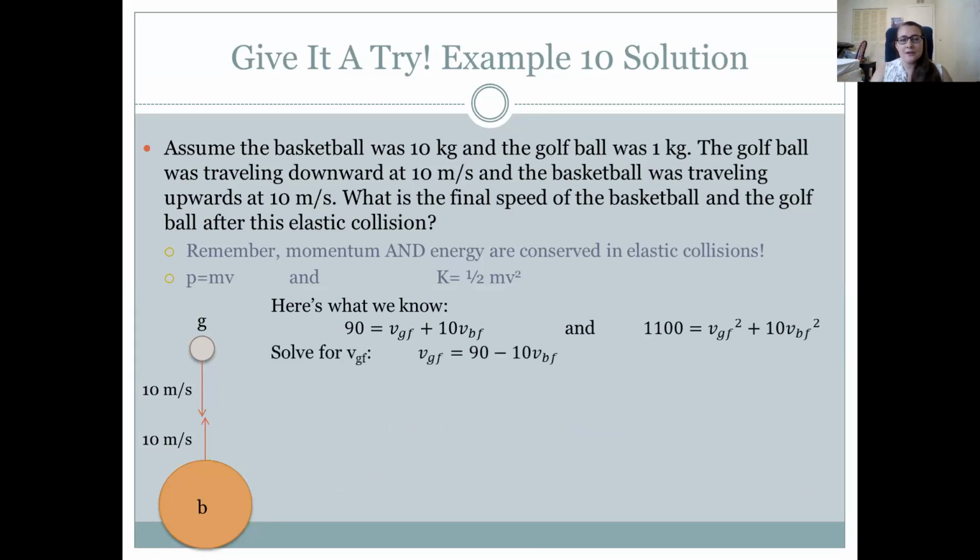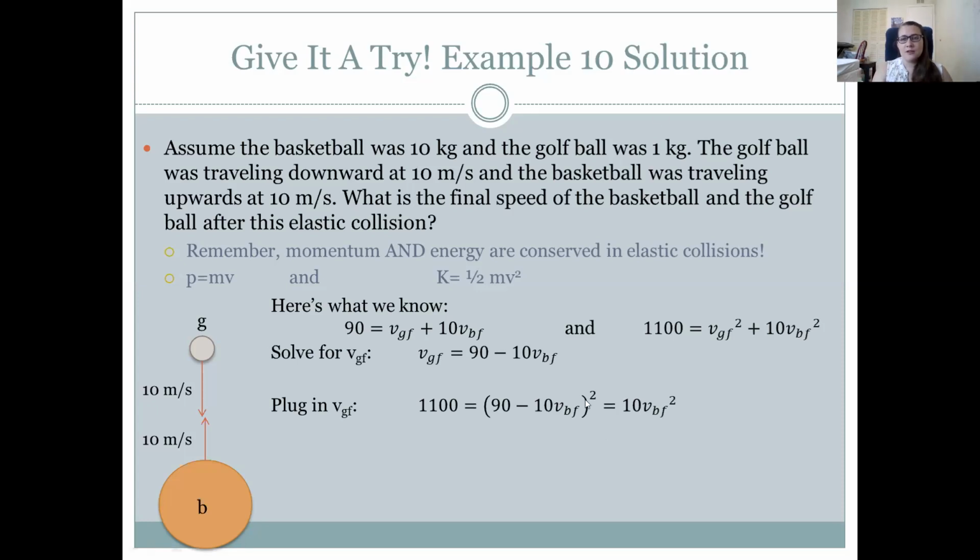So one way to go about doing that is to solve that first equation for the velocity of the golf ball. So VGF equals 90 minus 10 VBF. And then once we know that, we can plug that into our second equation. But remember, in that second equation, VGF is squared. So we're going to take that whole term that we just solved for and we'll square it.